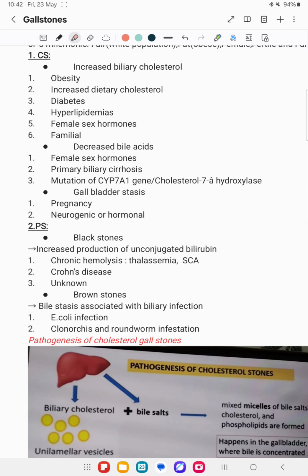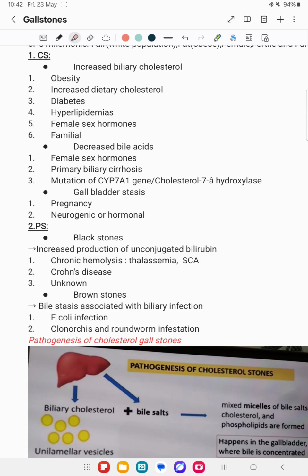Brown stones. For brown stones, the risk factor is biliary stasis associated with biliary infection. With what kind of infections? Like E. coli infection, Clonorchis, and roundworm infestation. We all know if there is stasis of something, it will lead to stone formation. It will lead to a solid form. So biliary stasis, which is associated with any biliary infection, will lead to brown stone formation.